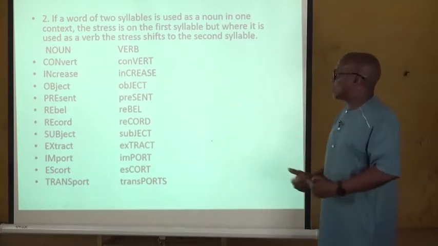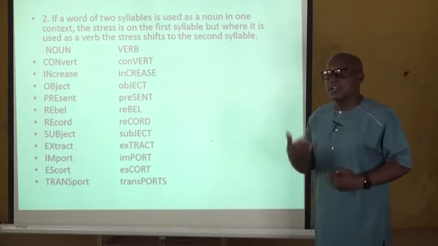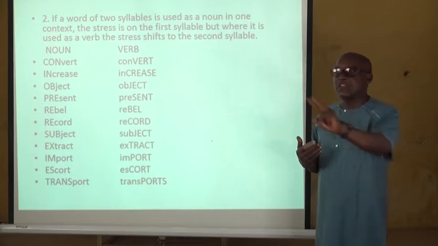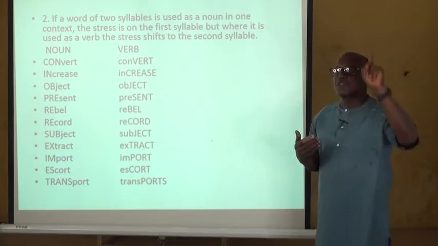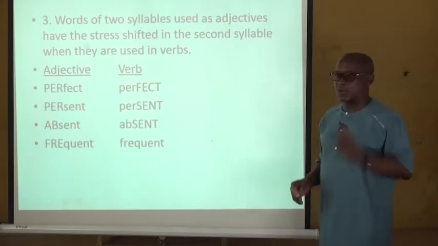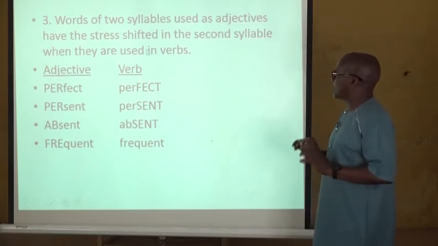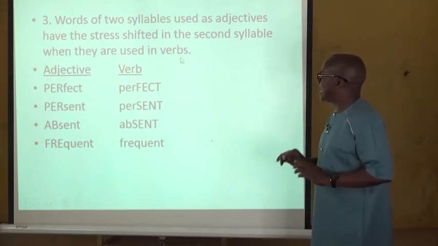So this is how we use them, depending on the environment. If a word is used as a noun, and it has two syllables, the stress is on the first syllable. Import, export, subject, subject. Okay. Now, words of two syllables used as adjectives. Now, let's see this again. The stress shifts to the second syllable when they are used as verbs.